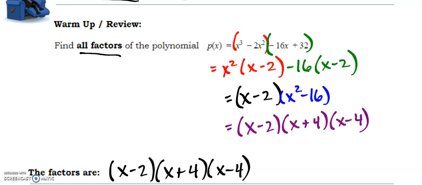All right, so we factored by grouping, found some GCFs, then this and this, x minus 2, are in both of these terms, so I factored that out in black. And what was left when I factored out the x minus 2 was the x squared minus 16, and then I factored using a difference of squares. So remember this because we are going to come back to this in a little bit.